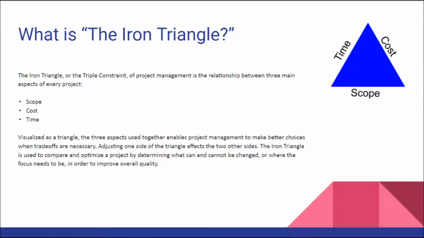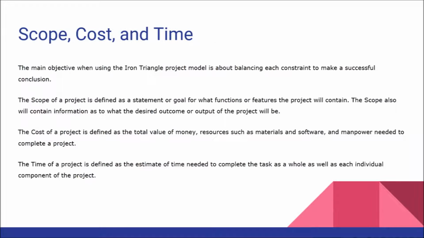The Iron Triangle is used to compare and optimize a project by determining what can and cannot be changed, or where the focus needs to be in order to improve overall quality. The main objective when using the Iron Triangle project model is about balancing each constraint to make a successful conclusion.